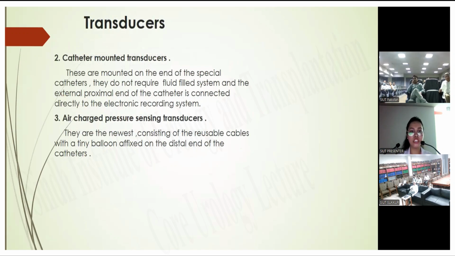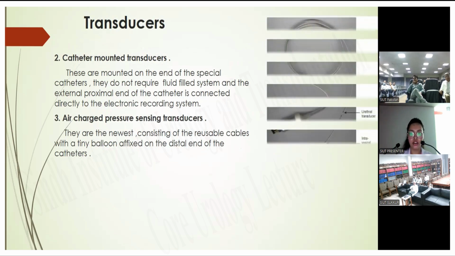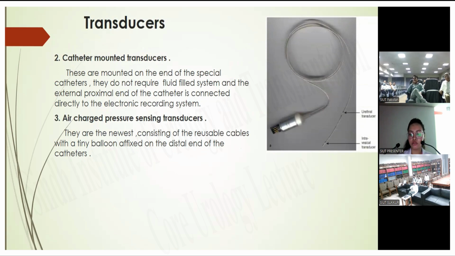Second is the catheter mounted transducers. These are mounted on the end of a special catheter. They do not require a fluid fill system, and the external proximal end of the catheter is connected directly to the electronic record system. Here are the pictures for catheter mounted transducers.